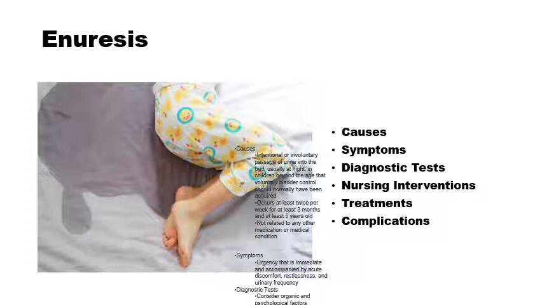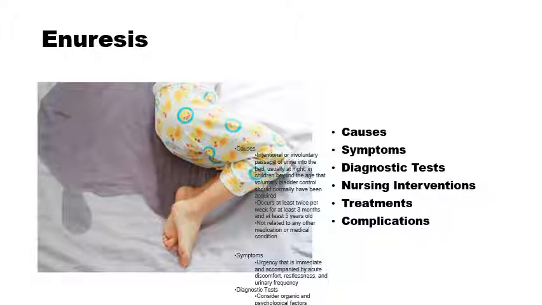It should not be related to any other medical condition or medication that the child is on. Symptoms are going to include urgency that is immediate and accompanied by acute discomfort, restlessness, and then urinary frequency. Testing, we're going to diagnose this by different factors, of course, symptoms, but we're going to consider and look down the reason, the causative factor. So it could be an organic issue or a psychological issue. So you have to go down both avenues and make sure that you're treating it correctly. So if there's this psychological issue or trauma that is going on, and this is a form of regression versus a pathological problem with the child.